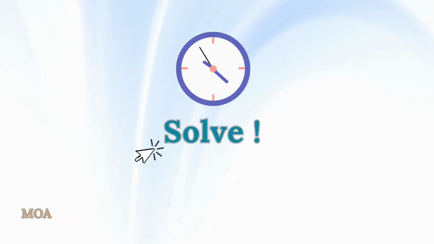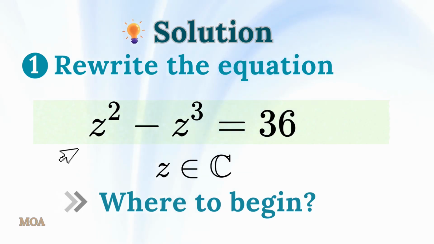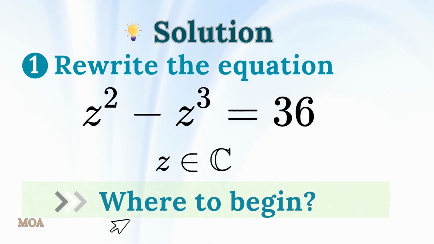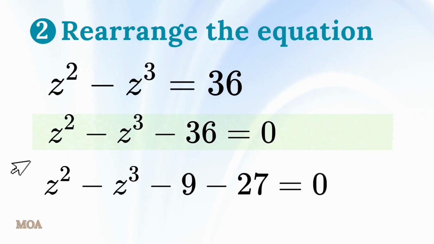Now, solve. Before we begin the solution, let us first rewrite the equation z squared minus z cubed equals 36, where z is a complex number to be determined. Looking at this equation, many students ask me, where do we even begin to solve this problem correctly and rapidly? After rewriting the equation, the next step is to rearrange it so that it equals 0. Namely, this equation can be written equivalently as z squared minus z cubed minus 36 equals 0.